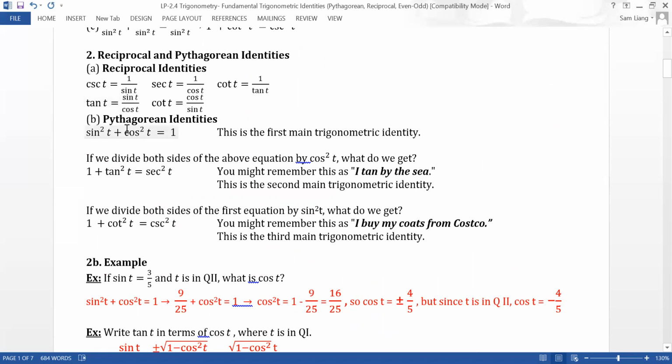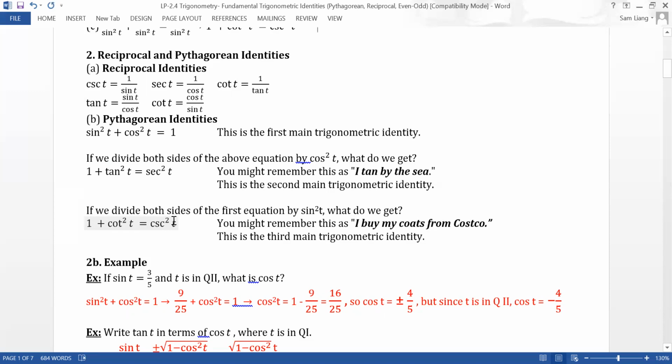And then for the Pythagorean identities, this one, 1 plus tan squared t equals secant squared t, you might remember as I tan by the c. So the 1 is I, tan is tan, and secant is represented by the c. So, I tan by the c. Feel free to use these if they help you. If not, you can forget them. Lastly, we have 1 plus cotangent squared t equals cosecant squared t.